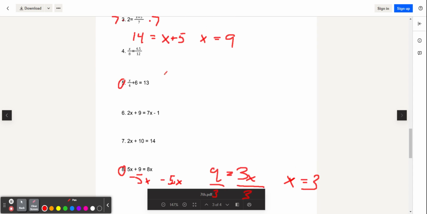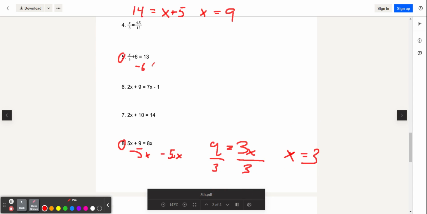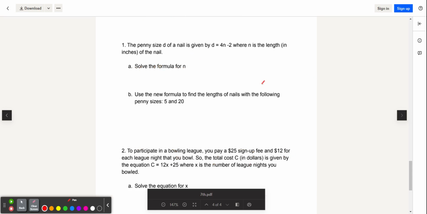How about number 5? The first thing we have to do is subtract the constant so that we can isolate the x term. This basically just means we get rid of this 6, it cancels out, and then 13 minus 6 is 7. Now x is on the top, so we want to multiply to get rid of it. So these cancel out, and then x is equal to 7 times 4, which is of course 28. And our final answer would be 28.